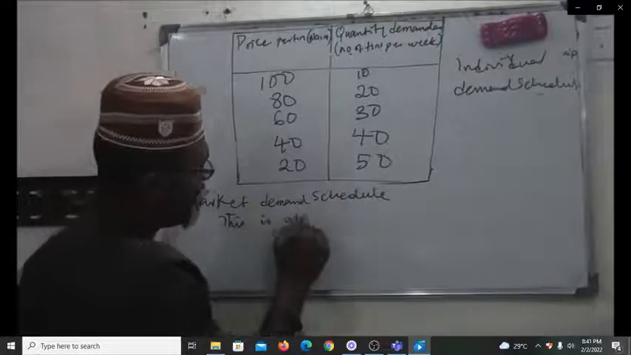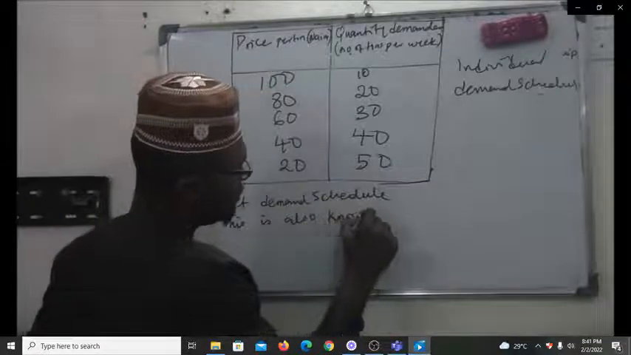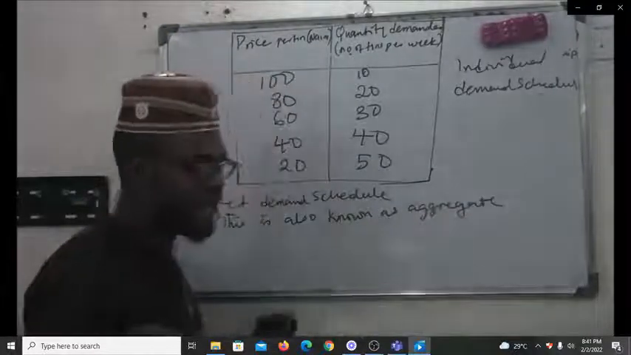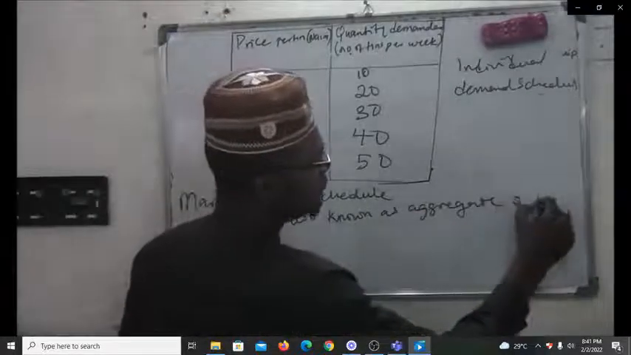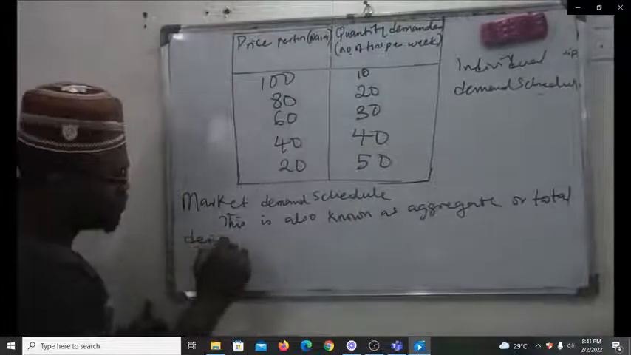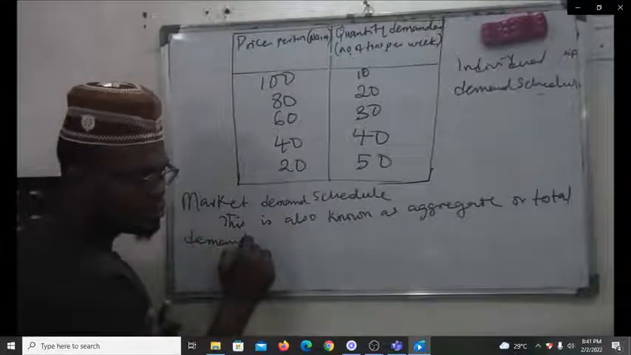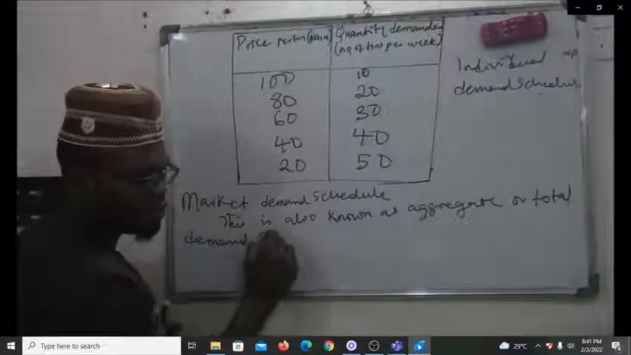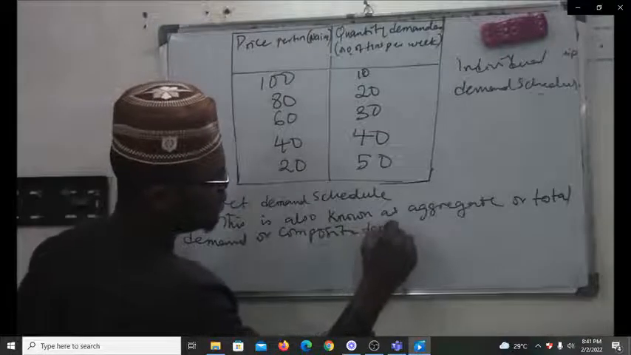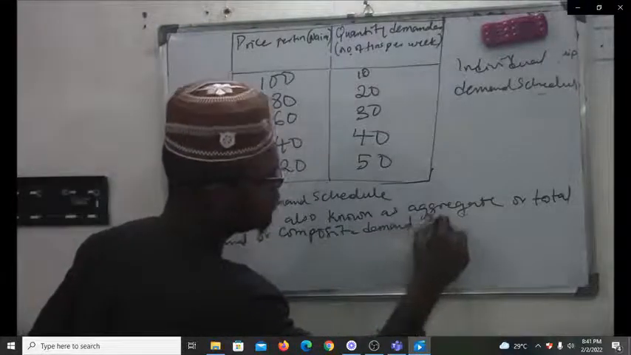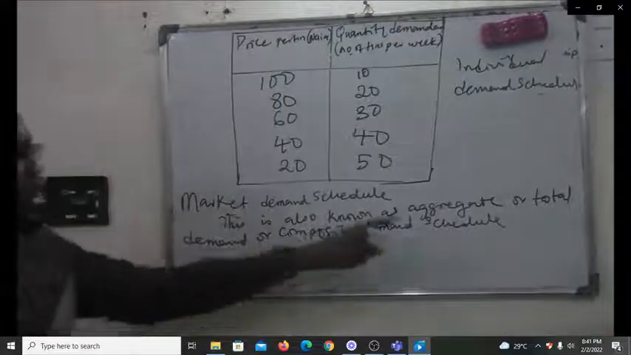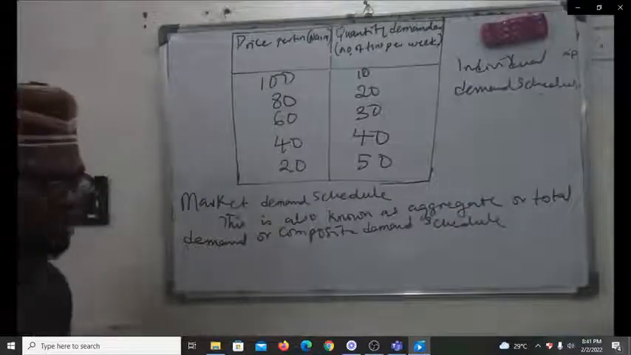This is also known as aggregate, or total demand, or you can also call it composite demand schedule. So you can call it any of these. You either call it market demand schedule, aggregate demand schedule, total demand schedule, or composite demand schedule.